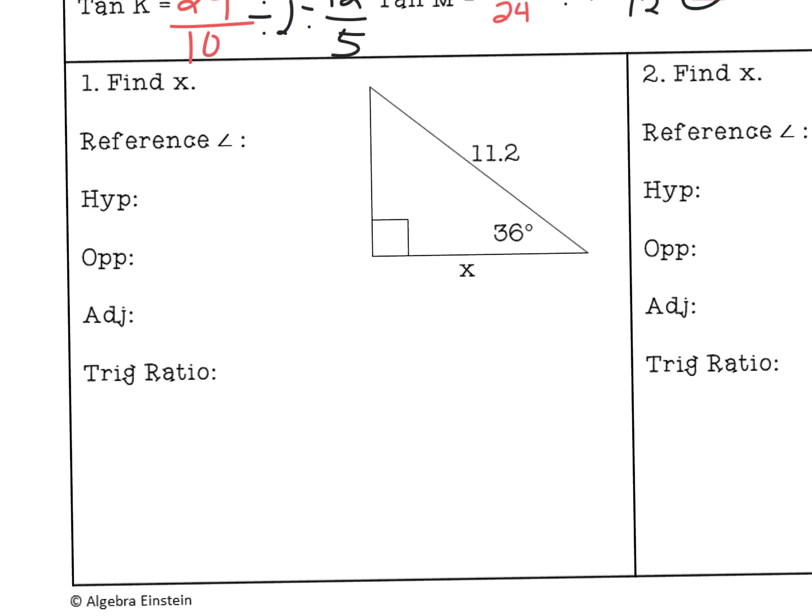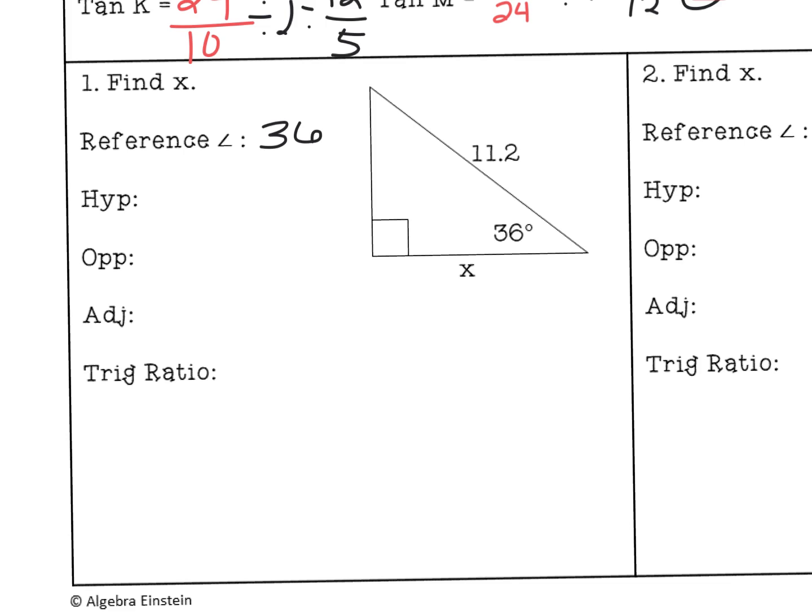So we want to find our missing side, just like we were over here. But can we use those like we did last week? No. Why not? Because 36, is that in any of these? No, so we have to use trig. Reference angle, that's the angle that they give us. What angle do they give us other than the 90? 36. So label your reference angle as 36.